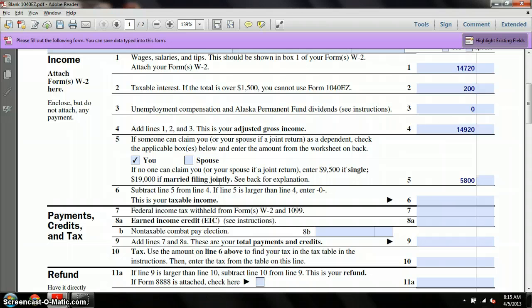All right, line 6, subtract line 5 from line 4. If line 5 is larger than line 4, enter 0. So, obviously here line 5 is not larger than line 4. So we're going to take line 4, which is 14,920, minus line 5, which is 5,800, and we get 9,120. That's what we're going to enter here for line 6.